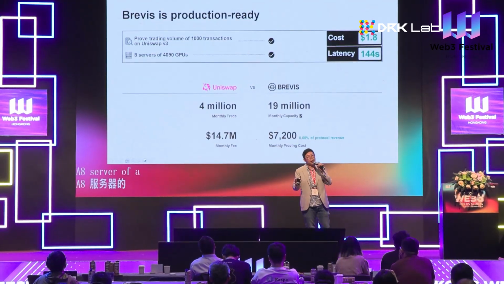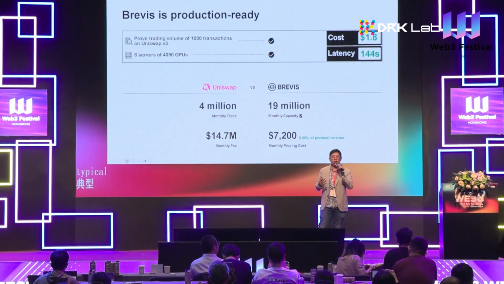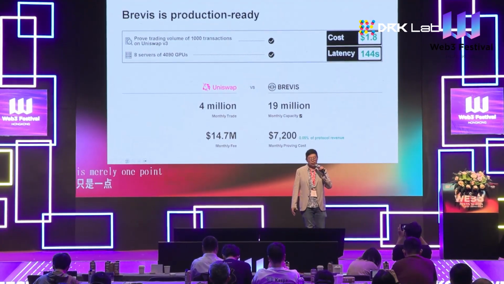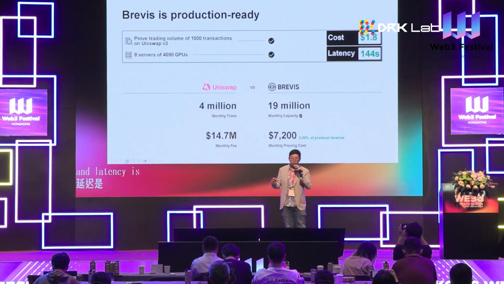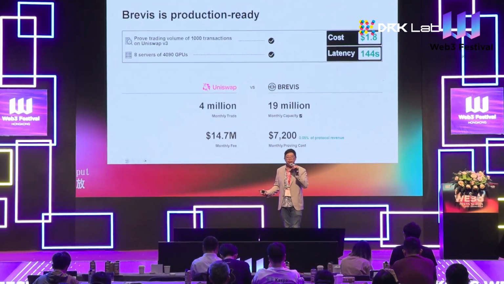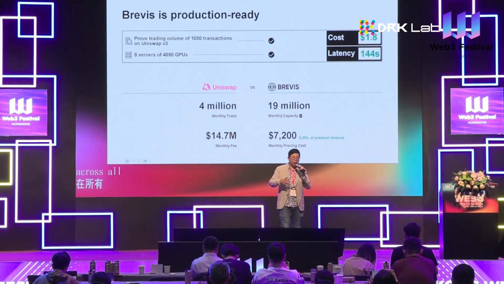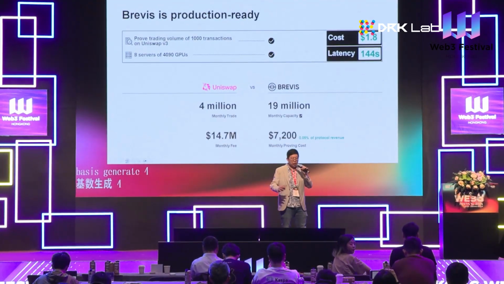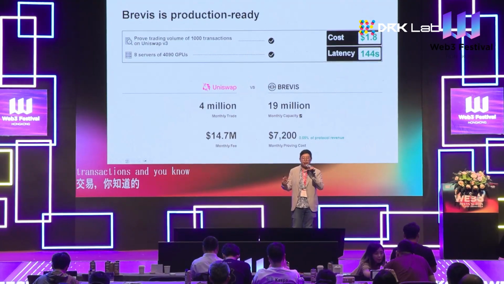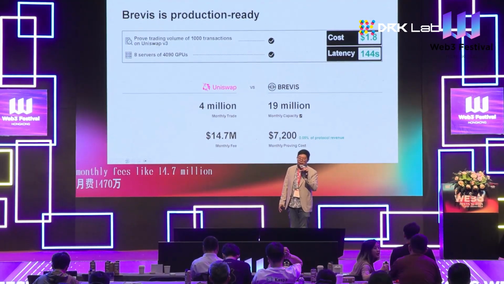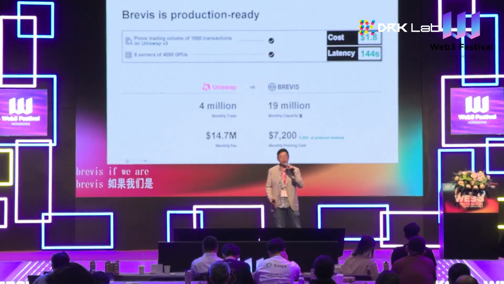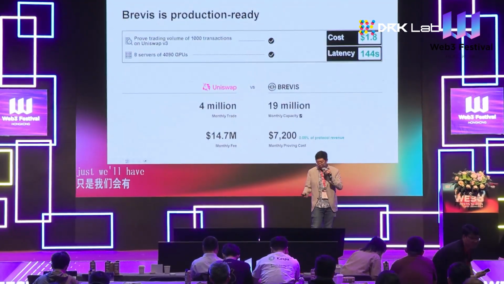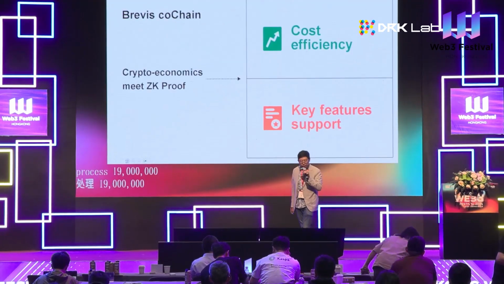To put things in perspective, Uniswap across all blockchains generates 4 million transactions on a monthly basis, and the monthly fee is like 14.7 million. So with Brevis, if we are processing every single transaction on Uniswap, we'll have the capability to process 19 million monthly transactions, and the cost is only going to be $7,000, which is a tiny fraction of what Uniswap's revenue is today.